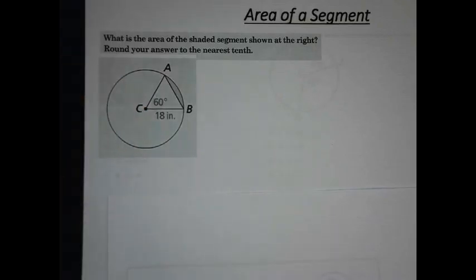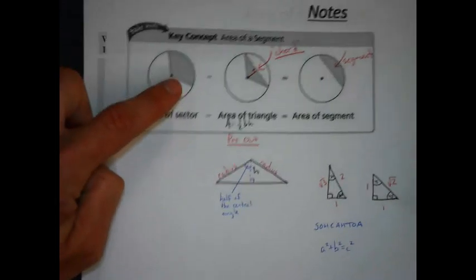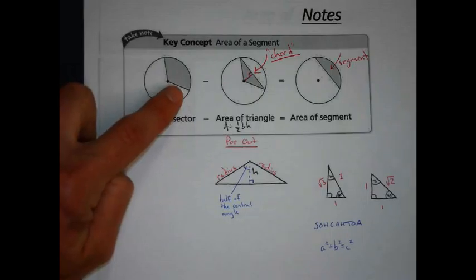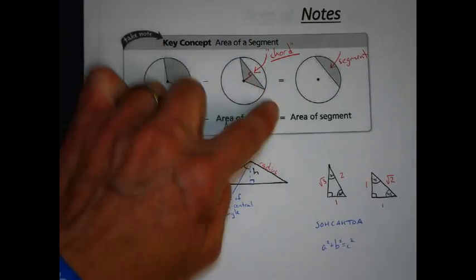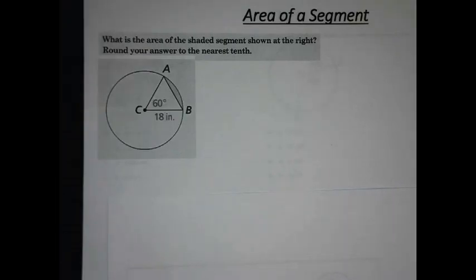And we're going to round our answer to the nearest tenth, which means we're probably going to have some crazy numbers appearing because we might be dealing with square roots and whatnot. Okay, so we know what we need. We need the area of our sector and the area of the triangle made up of the chord and the radii.